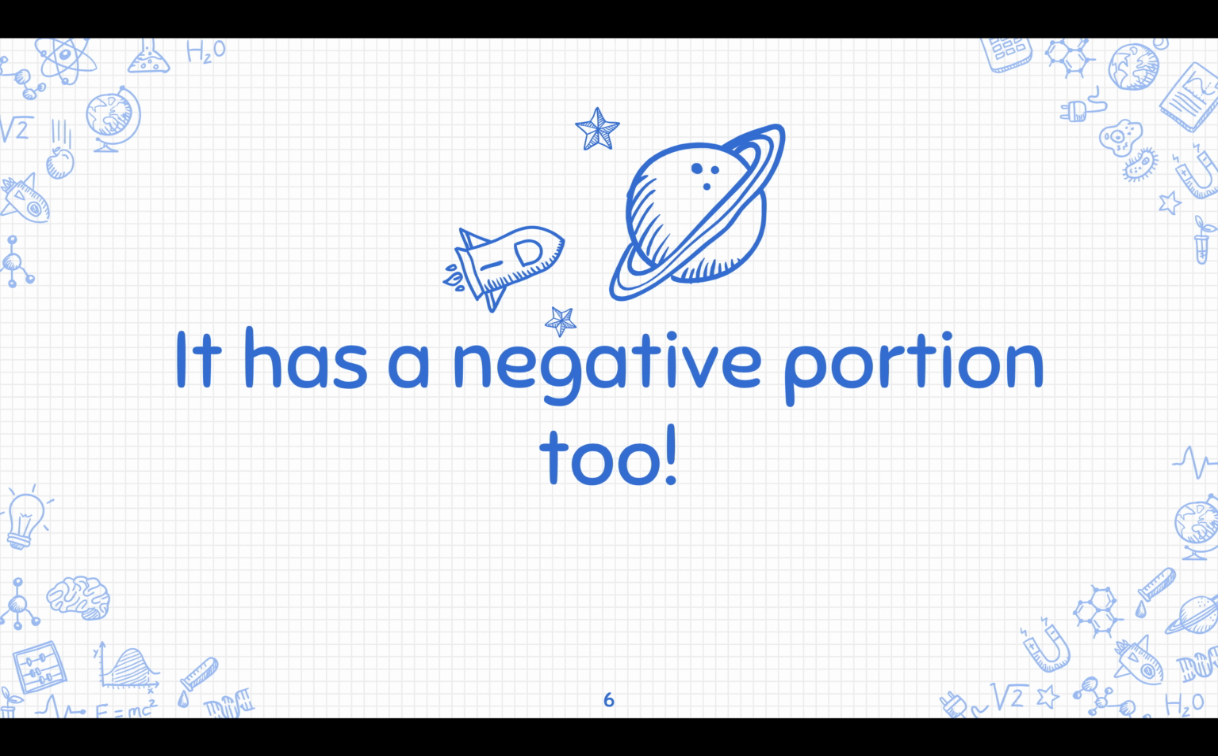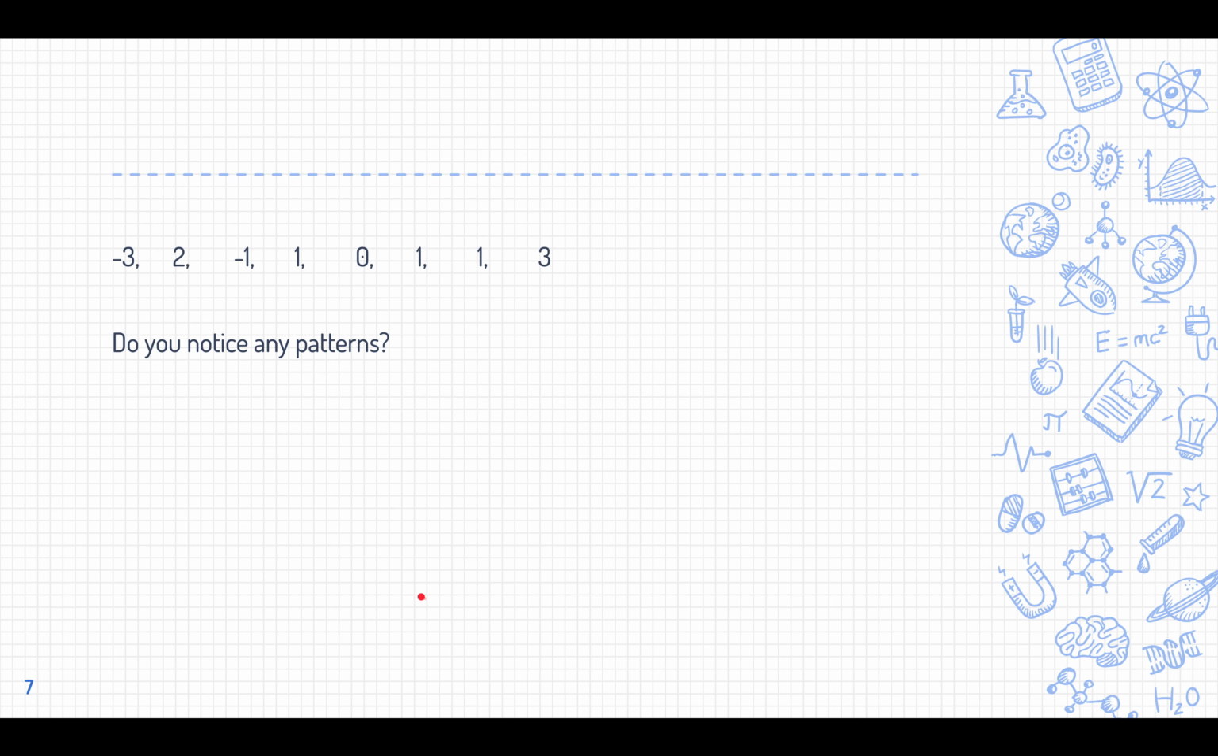The Fibonacci sequence has a negative portion. It isn't just all positive numbers. So here are a few numbers from the negative portion. Negative 3 plus 2 is negative 1. Negative 2 plus negative 1 is 1. Do you notice any patterns here? Pause the video and think about it. So it goes from left to right: negative, then positive, then positive. From left to right, it goes negative, positive, negative, positive.